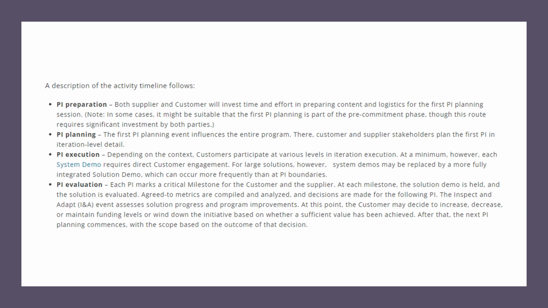Finally, PI evaluation. Each PI marks a critical milestone for the customer and the supplier. At each milestone, the solution demo is held and the solution is evaluated. Agreed-to metrics are compiled and analyzed. Decisions are made for the following PI. The inspect and adapt event assesses the solution progress and program improvements. At this point, the customer may decide to increase, decrease, or maintain the funding levels and wind down the initiative, based on whether sufficient value has been achieved. After that, the next PI planning commences with the scope based on the outcome of that decision.